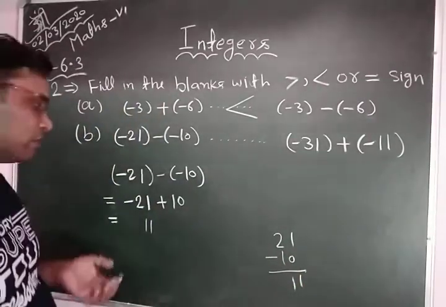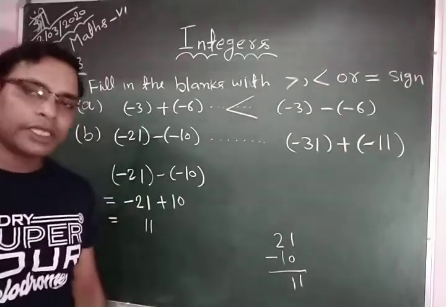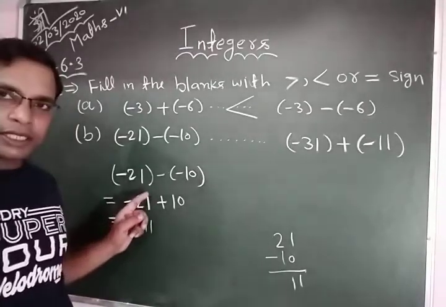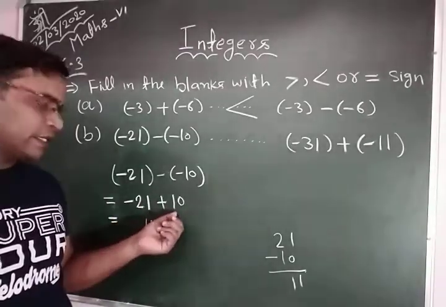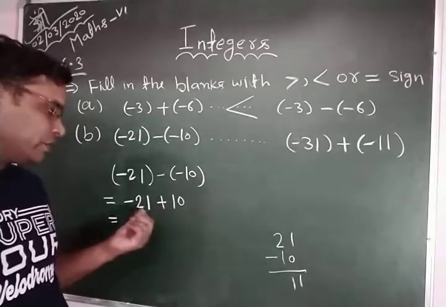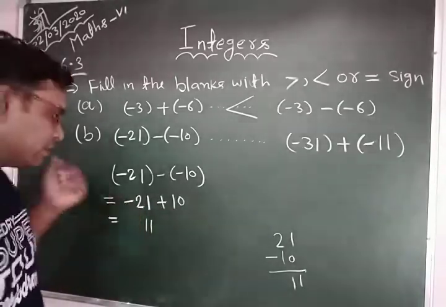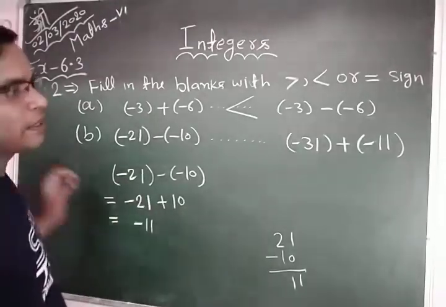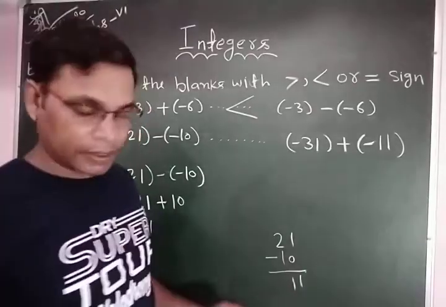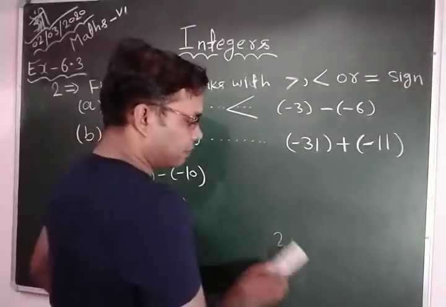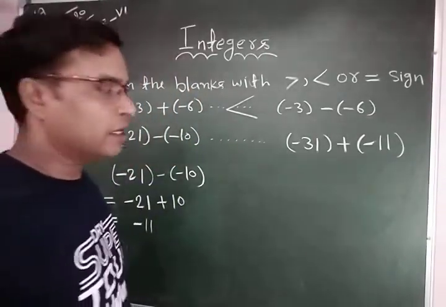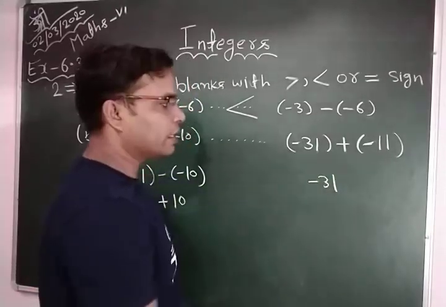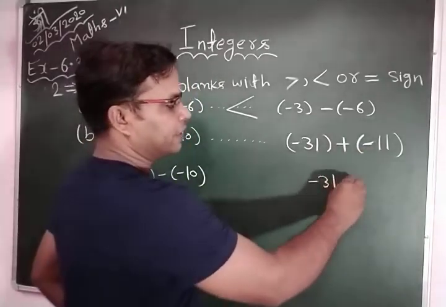So what is the sign of 11, plus or minus? We always use the sign of the greater number. Here you can see 21 is the greater integer, 21 is greater than 10. So we use the sign of 21. What is the sign of 21? You can see the sign of 21 is minus. Okay, now in this part you can see this is minus 31 plus minus 11. So you can write minus 31, and here plus minus.